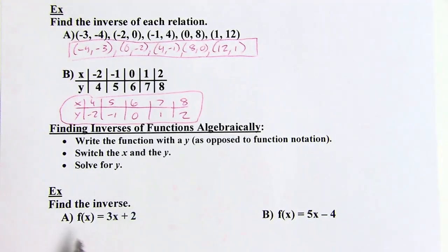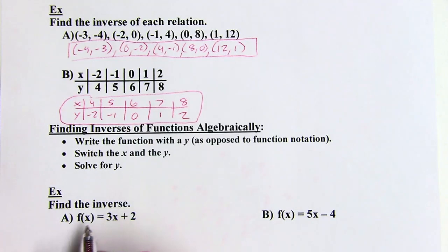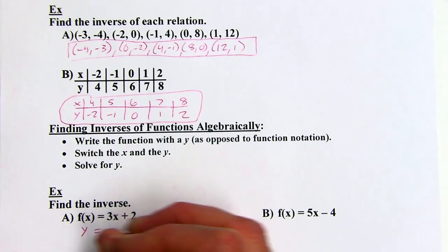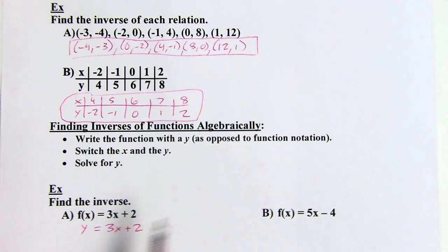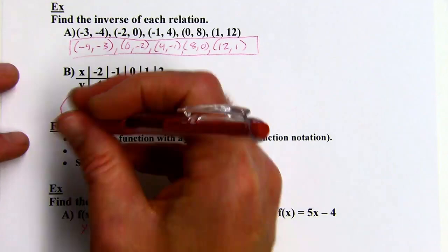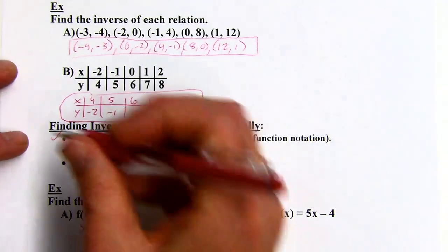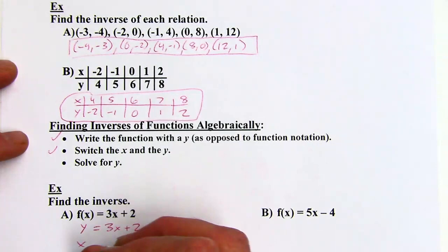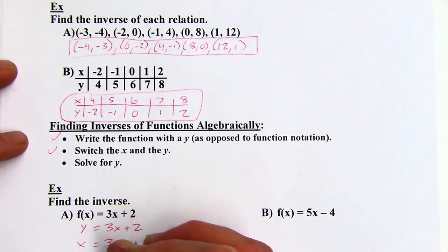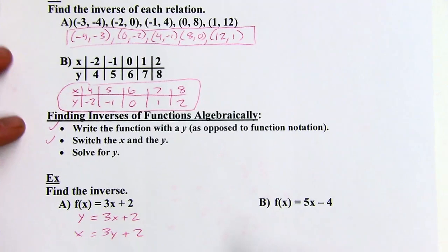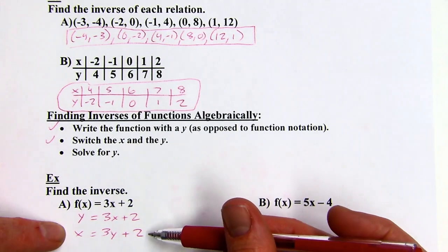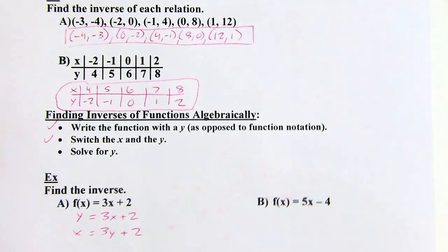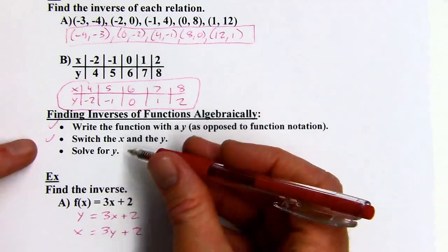So what we want to do first is write this with a y instead of f(x) if it's written in function notation. So I'm just going to write it like that. Okay, and then I'm going to switch the x and the y. So I wrote it with a y. Now I'm going to switch the x and y. I'm just going to switch where they are. Okay, and the last step would be to solve this for y. This is actually the inverse, but I want to rewrite it so that it's in y equals form. Okay, so last step, solve for y.